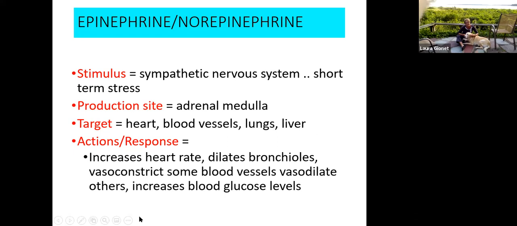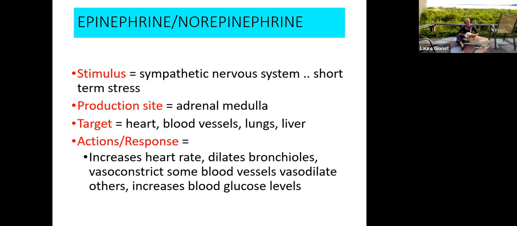What are some of their responses? Well, when it targets the heart, it increases heart rate, right? When it targets the lungs, it will dilate bronchioles and increase ultimately respiratory rates, right? We want to open up our air pathway, have the least amount of resistance, and then increase your respiratory rate. Blood vessels, it can vasoconstrict some and vasodilate others. It depends where the blood is traveling.